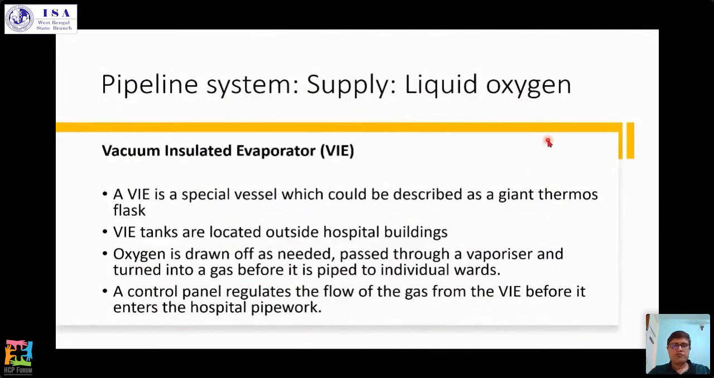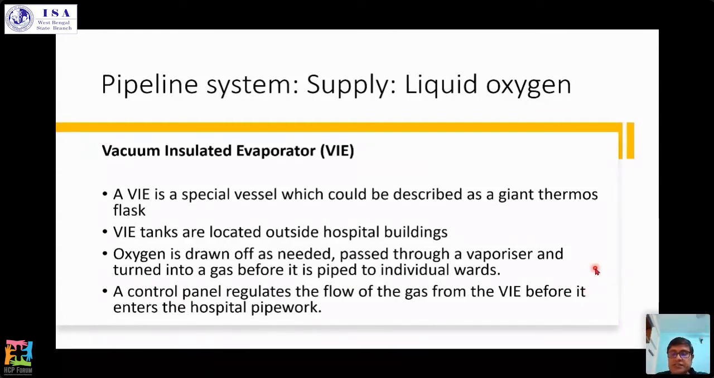Now, liquid oxygen is kept in vacuum flasks called vacuum insulated evaporators. They're giant thermos flasks. There is an inner steel covering and an outer steel covering, and in between these two steel coverings there is a vacuum. The vacuum prevents the movement of heat by convection and conduction. They're located outside the hospital buildings, and oxygen is drawn off as needed, passed through a vaporizer, and turned into a gas before it is piped to the individual wards.